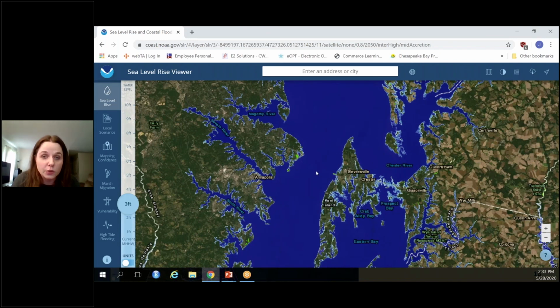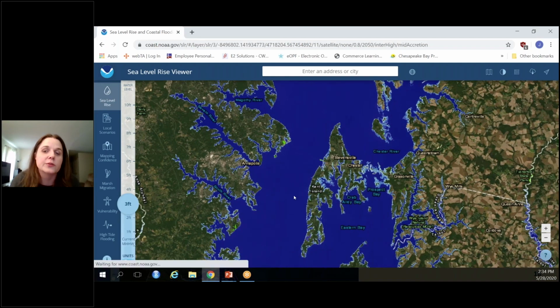So this is a really great tool, a great visual. There's other information in here as well to look at high tide flooding and marsh migration. So I encourage folks to play around with it, and it could potentially be useful to help with visuals if you're doing a sea level rise exercise with your students. There's a lot of information here.